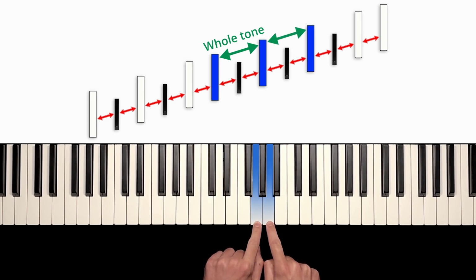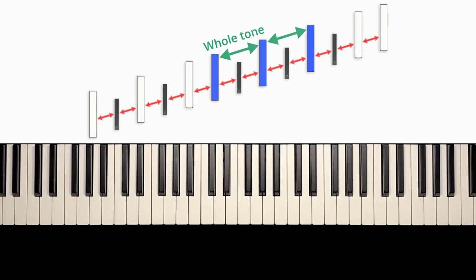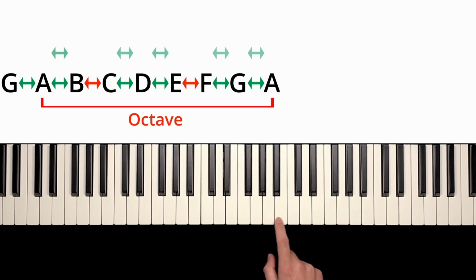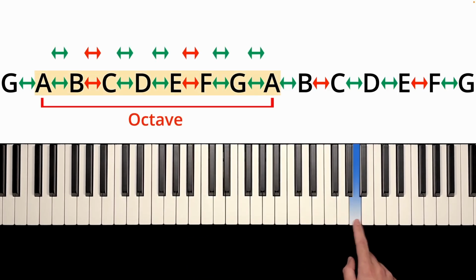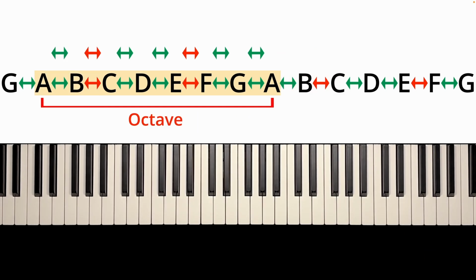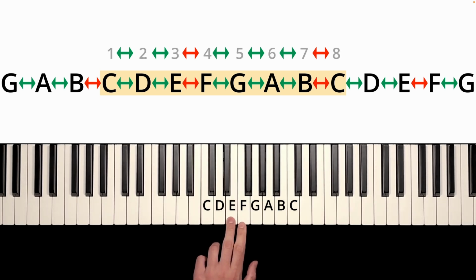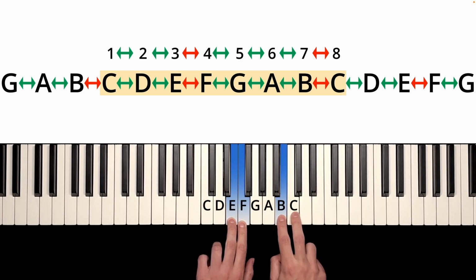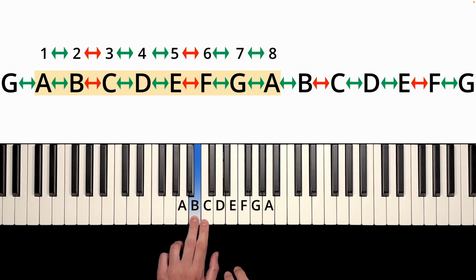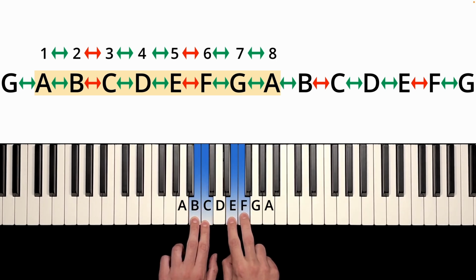So when we play a scale using just the white keys, each octave consists of 5 whole tones and 2 semitones. This is true for both our major and our minor scale. The only difference between them is the position of the 2 semitones. In our major scale, we have semitones between the notes 3 and 4 and 7 and 8. In our minor scale, the semitones are between 2 and 3 and 5 and 6.